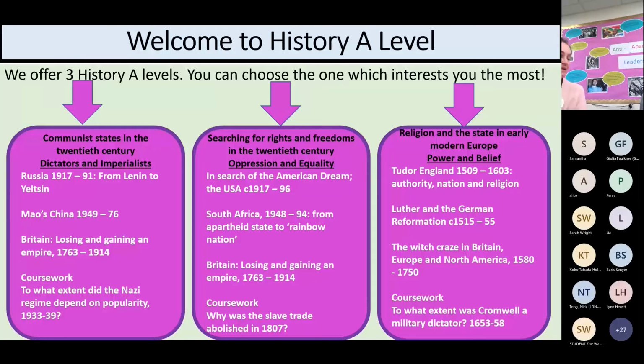And the paper 3 that you do in the second year will be on the British Empire from 1763 to 1914. Okay, so our second modern history A-level is what we call our oppression and equality A-level, our HOA.